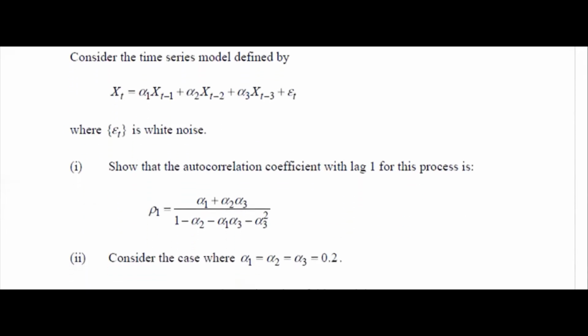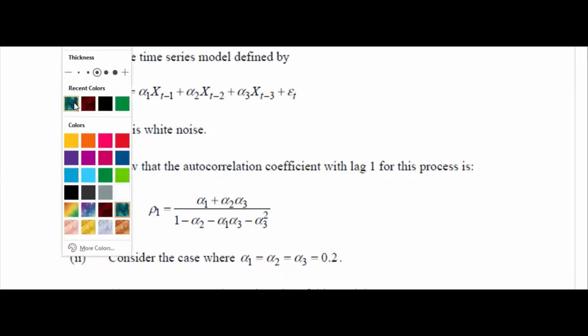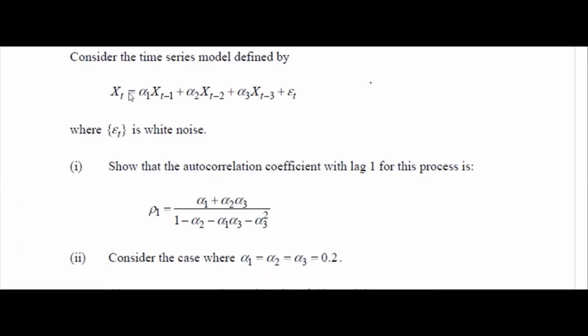Now let's see this one. Consider the time series model defined by this, so that the autocorrelation at lag 1 for this process is this one. This is simple algebra, 8th class algebra. You need to find rho 1.